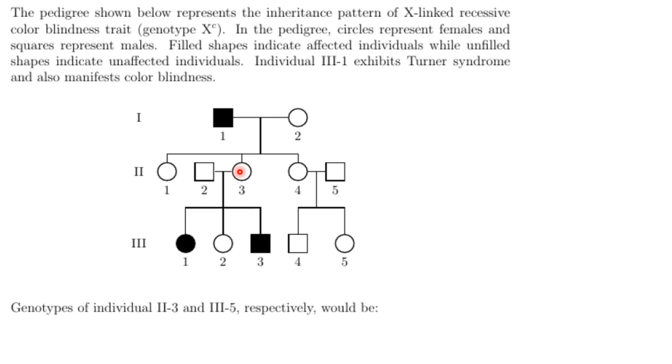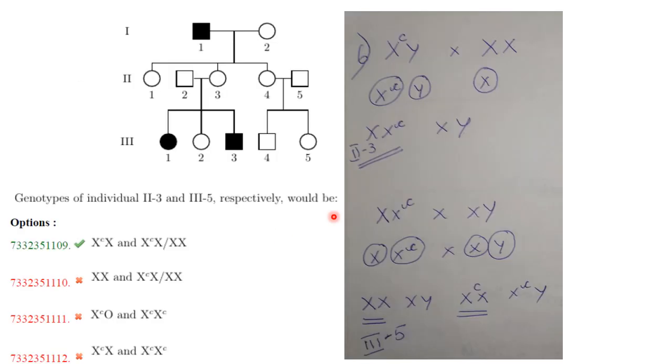2-3, that is this individual and this individual. What would be the genotype? So this is the pedigree and they have asked for 2-3 and 3-5. Now this individual, that is the father, is having color blindness, and the mother is not having the trait. So this is the father, this is the mother, and upon crossing you will get XCY, where XC is color blindness and Y chromosome, and X is normal chromosome without color blindness. So you will get XC, XY.